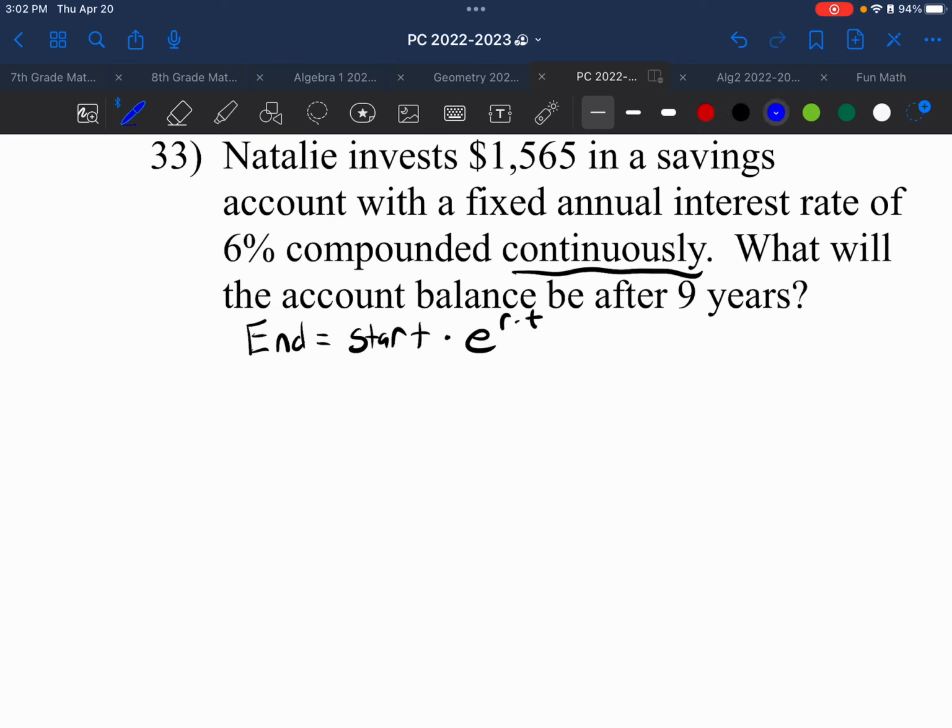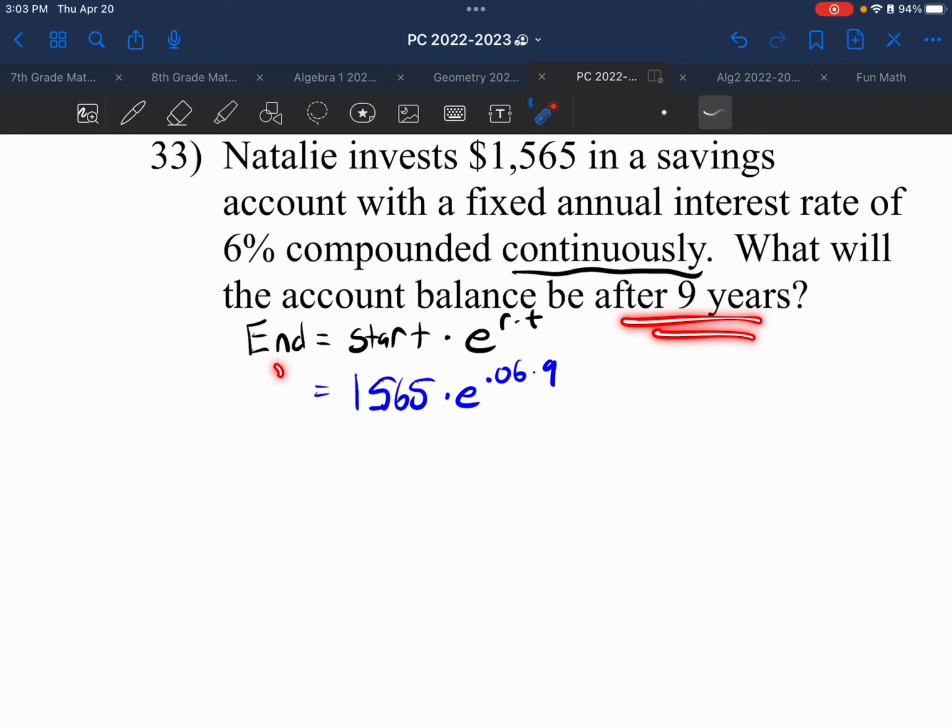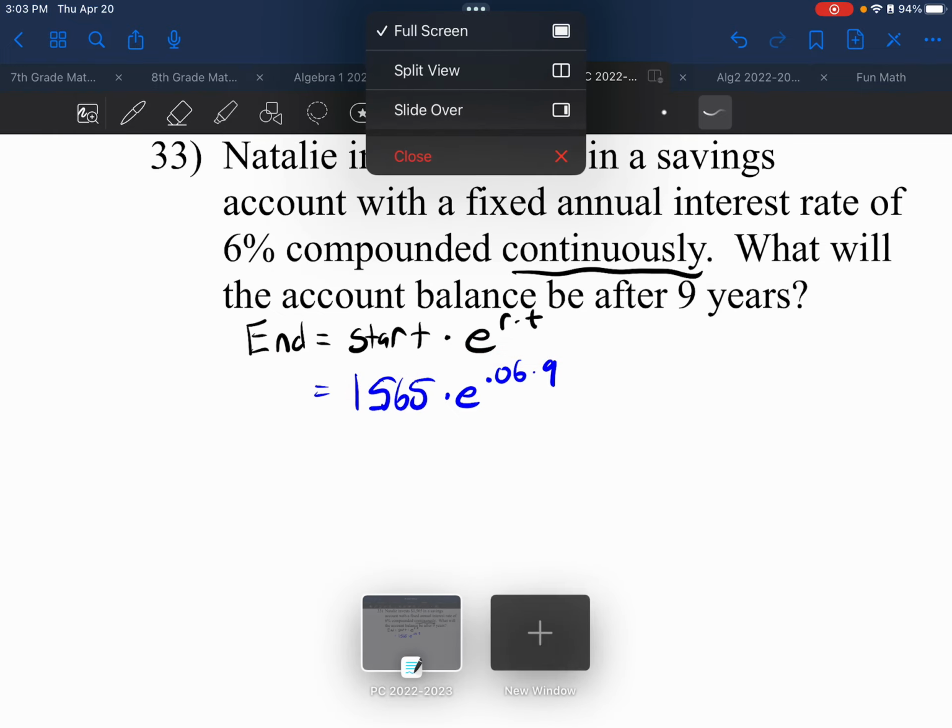So I'll come down here and say 1,565 is our start amount times e to the power of our interest rate, which is 6%. So it's going to be 0.06. And our time is going to be 9, so that's times 9. It's asking for the account balance after 9 years. It's asking for the end amount. It's asking us to solve for that, which means plug that into the calculator. Let's do it.